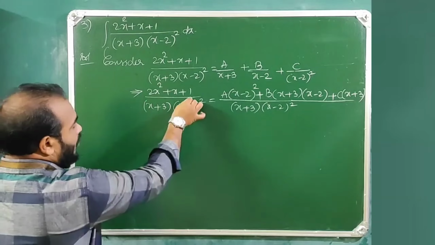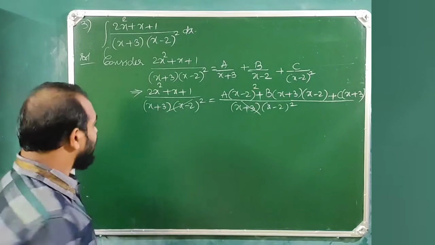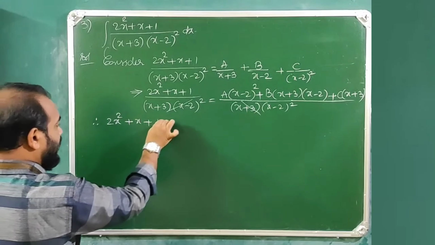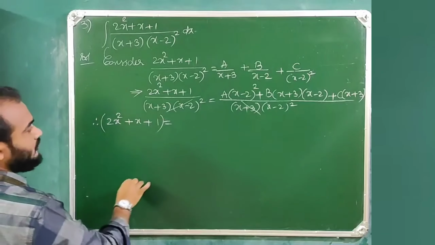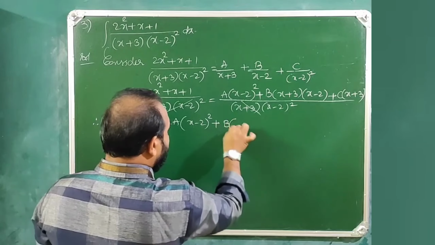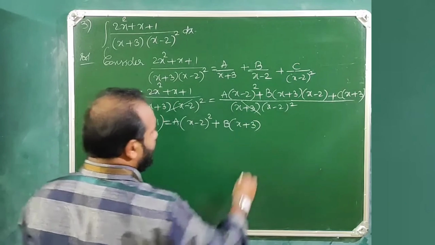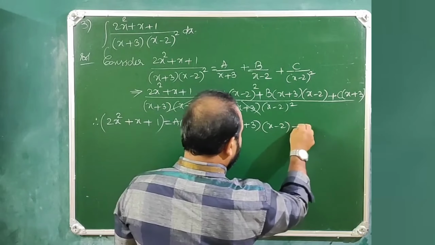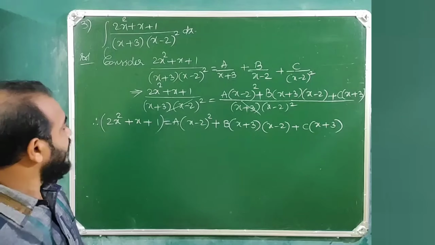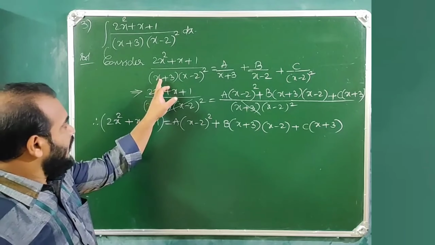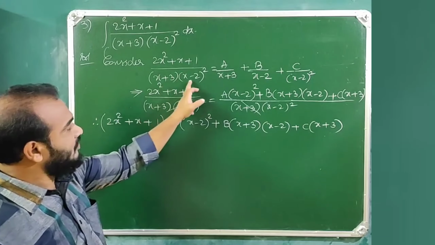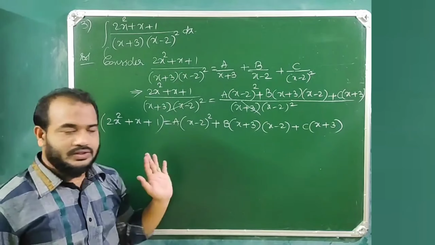So the denominator on both sides gets cancelled. Therefore we are left with 2x square plus x plus 1 equals A into x minus 2 whole square plus B into x plus 3 into x minus 2 plus C into x plus 3. Here the denominator contains linear factors x plus 3 and x minus 2. Therefore we are going to take x equals minus 3 and x equals 2 and substitute.